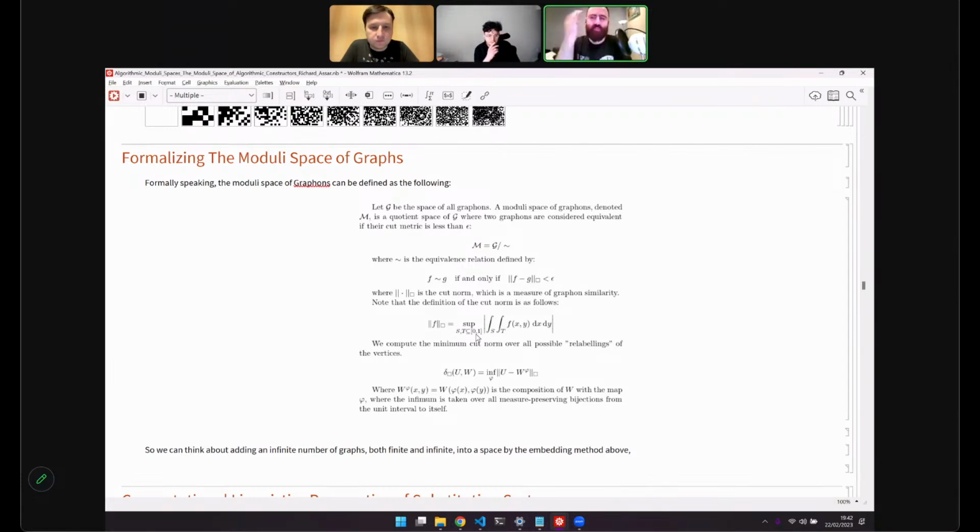You could have 1 minus x instead of x, or you could mirror two halves of it, or do all sorts of things. As long as it's a bijection, you do it over all possible measure preserving bijections, and then it's the supremum over that. That gives you the continuous notion of graphon distance, which is what we're using to say that two graphons are equal. That's the equivalence relation.